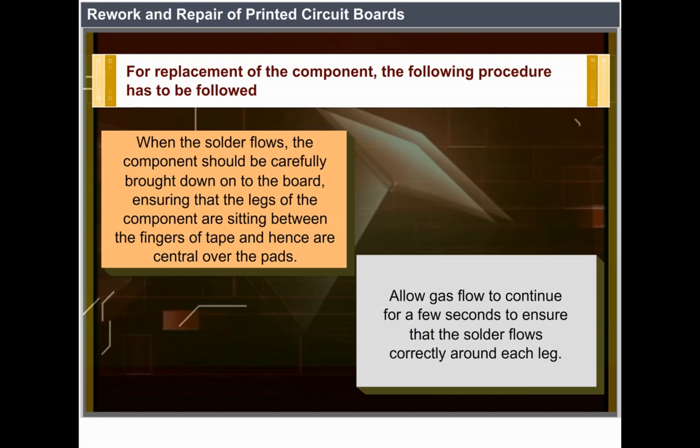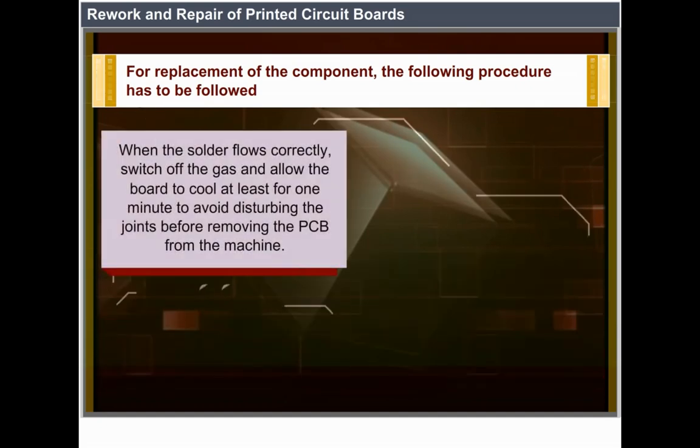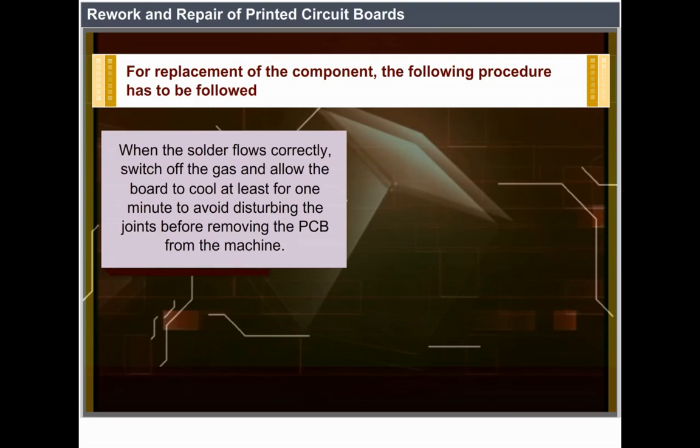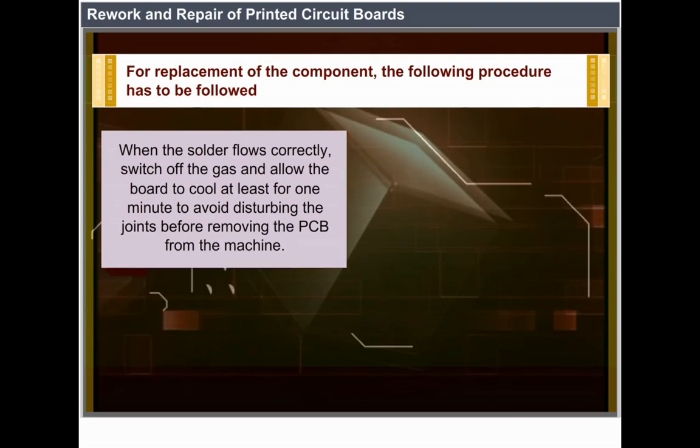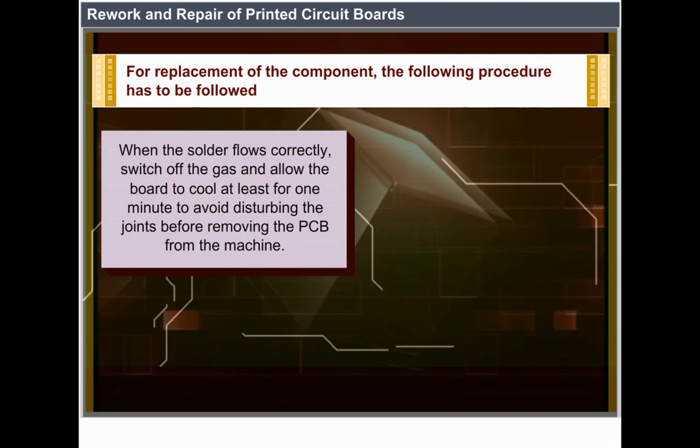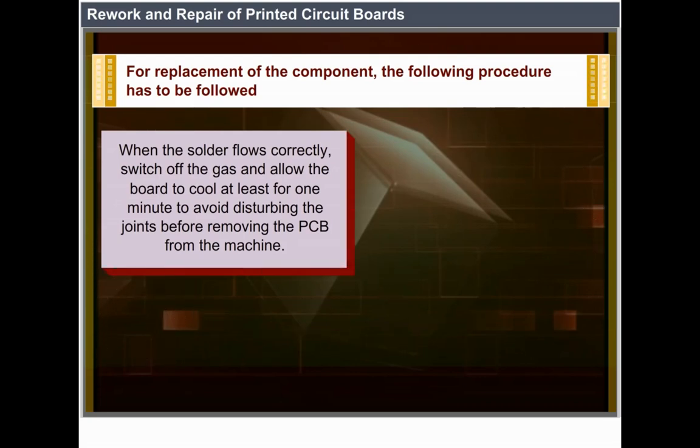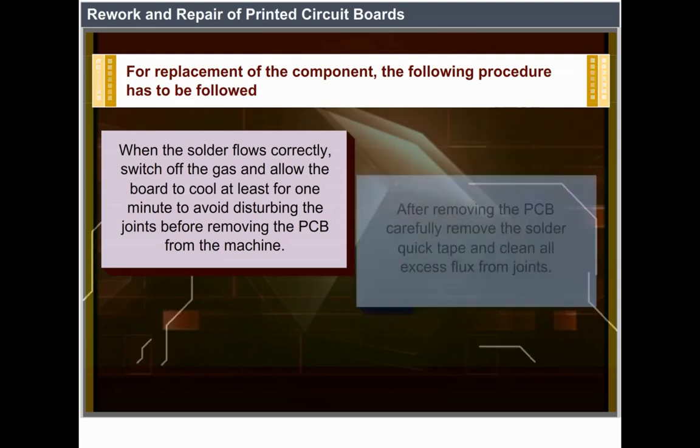Allow gas flow to continue for a few seconds to ensure that the solder flows correctly around each leg. When the solder flows correctly, switch off the gas and allow the board to cool at least for a minute to avoid disturbing the joints before removing the PCB from the machine.